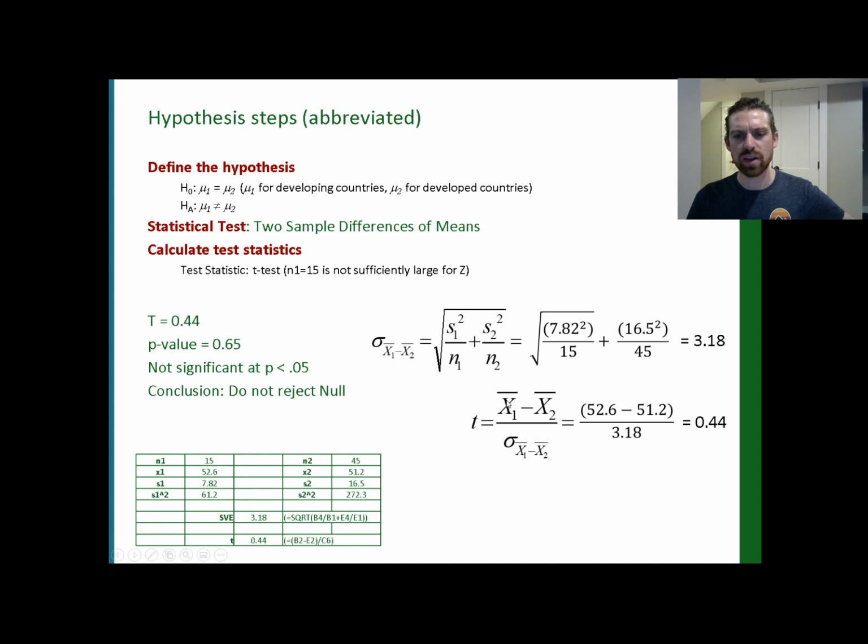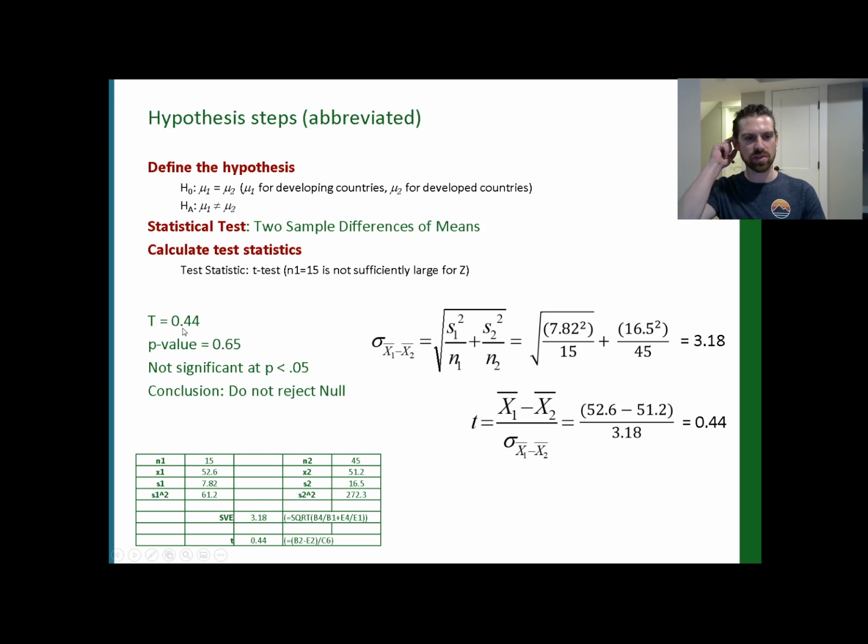And then we need to take the mean for the first sample and the mean for the second sample and subtract them. Sorry, that's the mean sample for the less developed countries, 51.2. We're going to subtract it from 52.6, which is the more developed countries. And when we carry out that equation, we get 0.44. Okay, so that's the t-statistic.